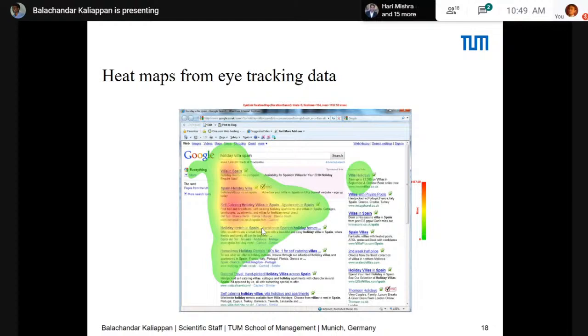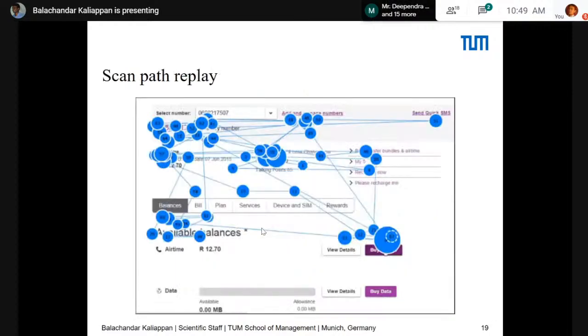There are a lot of papers, and if you're really interested, you can go and have a look. And as I told you, there is another measure called scan path replay. Scan path replay says where they started first and then where they finished their search.